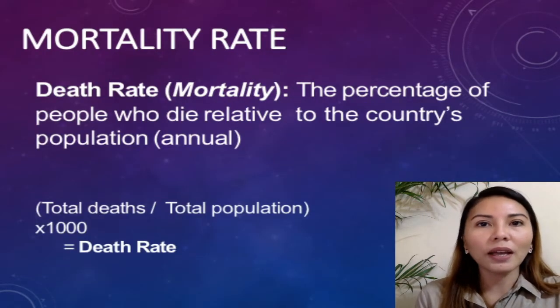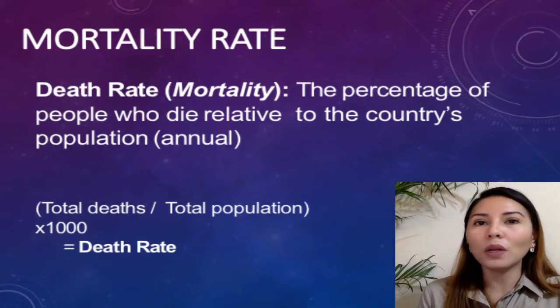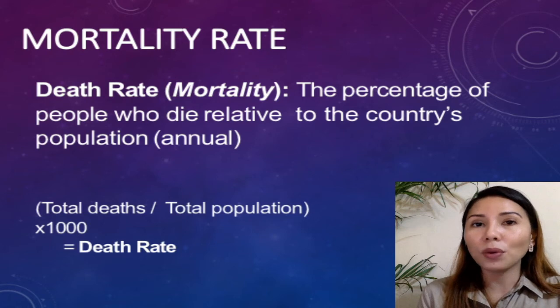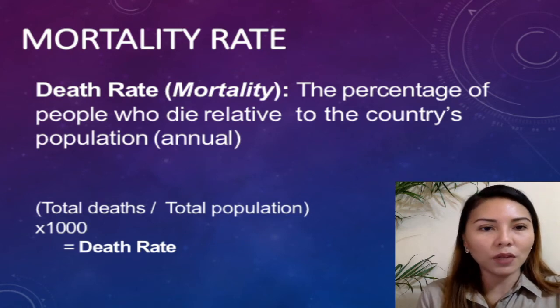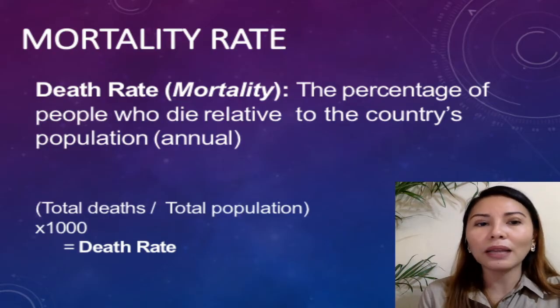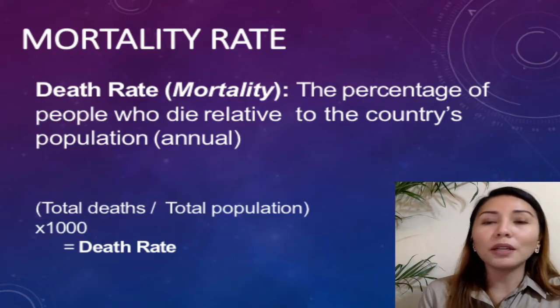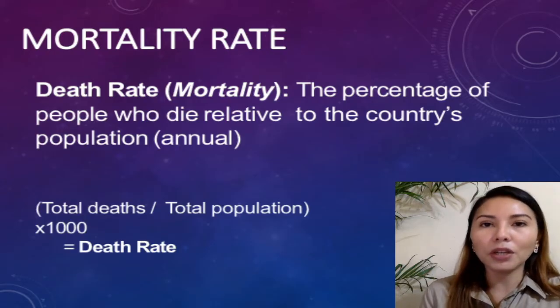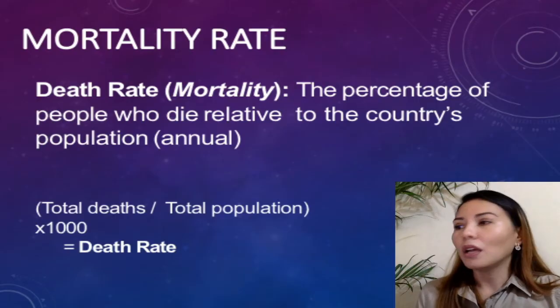On the flip side, one way that individuals leave a population and reduce its size is through deaths of individuals. And the way we measure this is through the mortality rate, which is the number of deaths per 1,000 individuals per unit of time. Again, that period of time is usually a year.